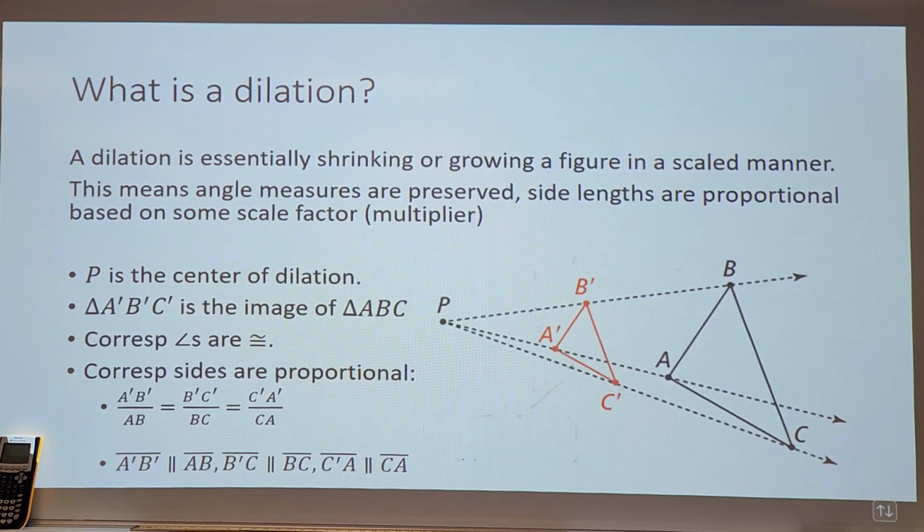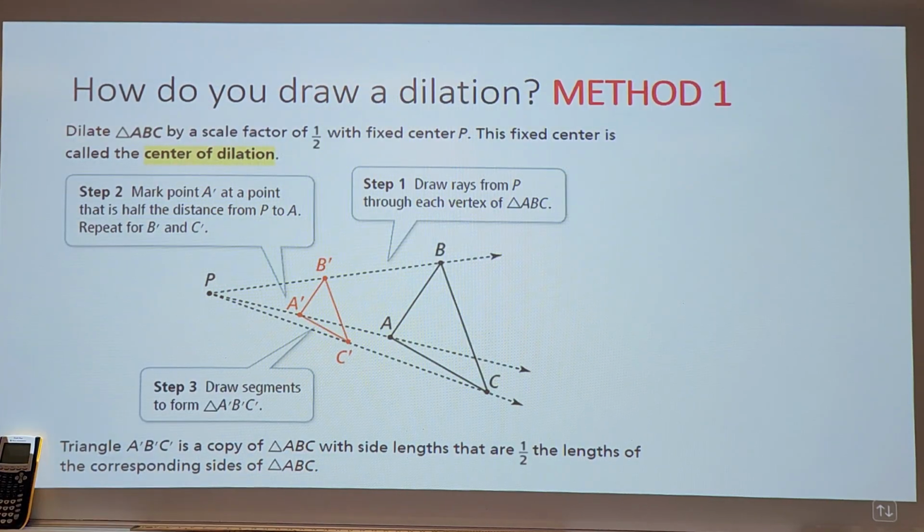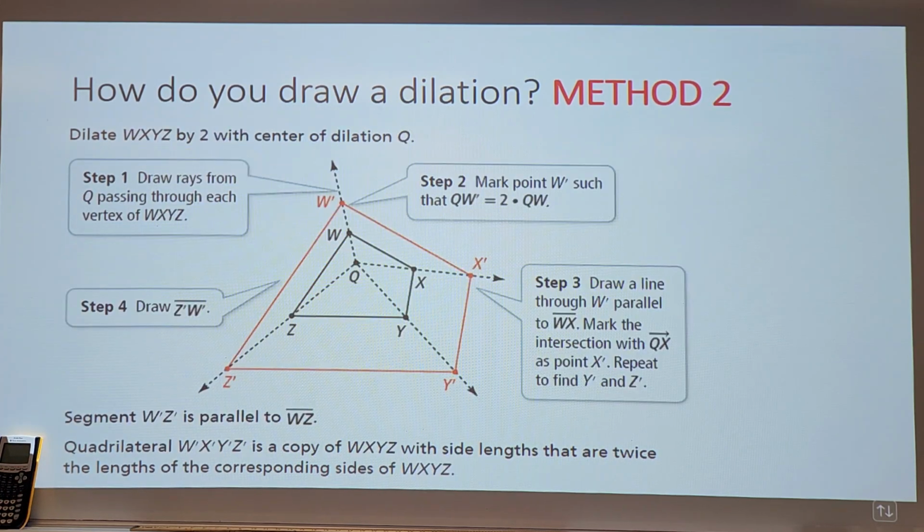So keep in mind these relationships. This is going to be a huge part of doing this work, and it's going to help you see if you measured those well and correctly.